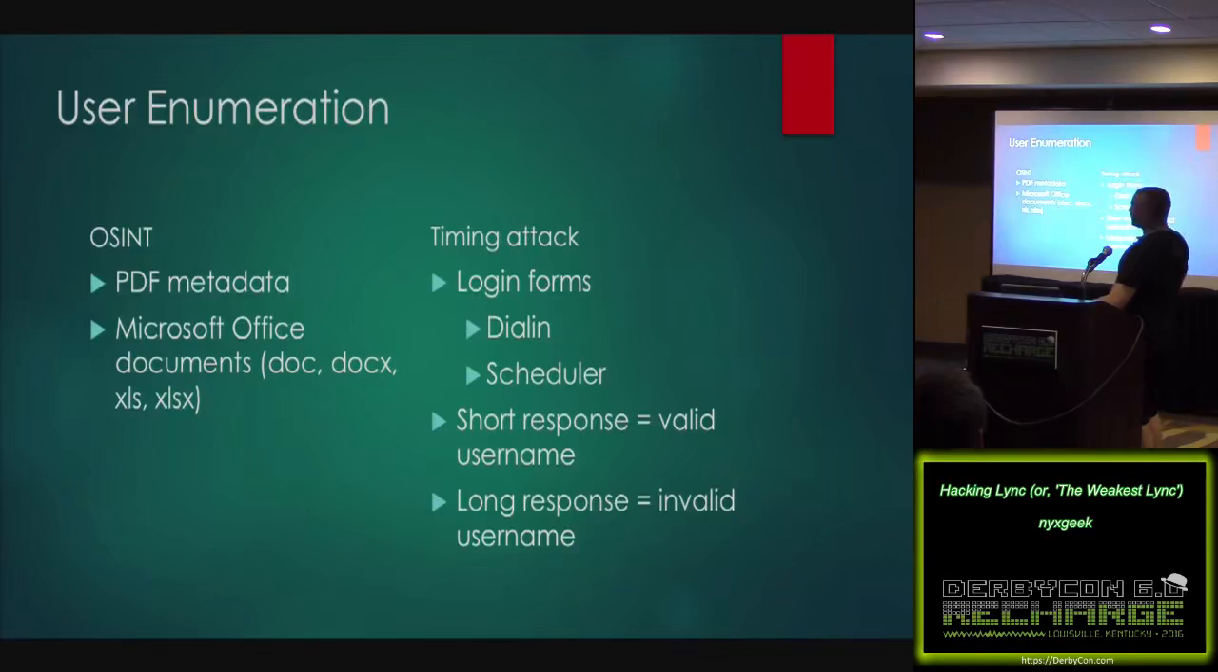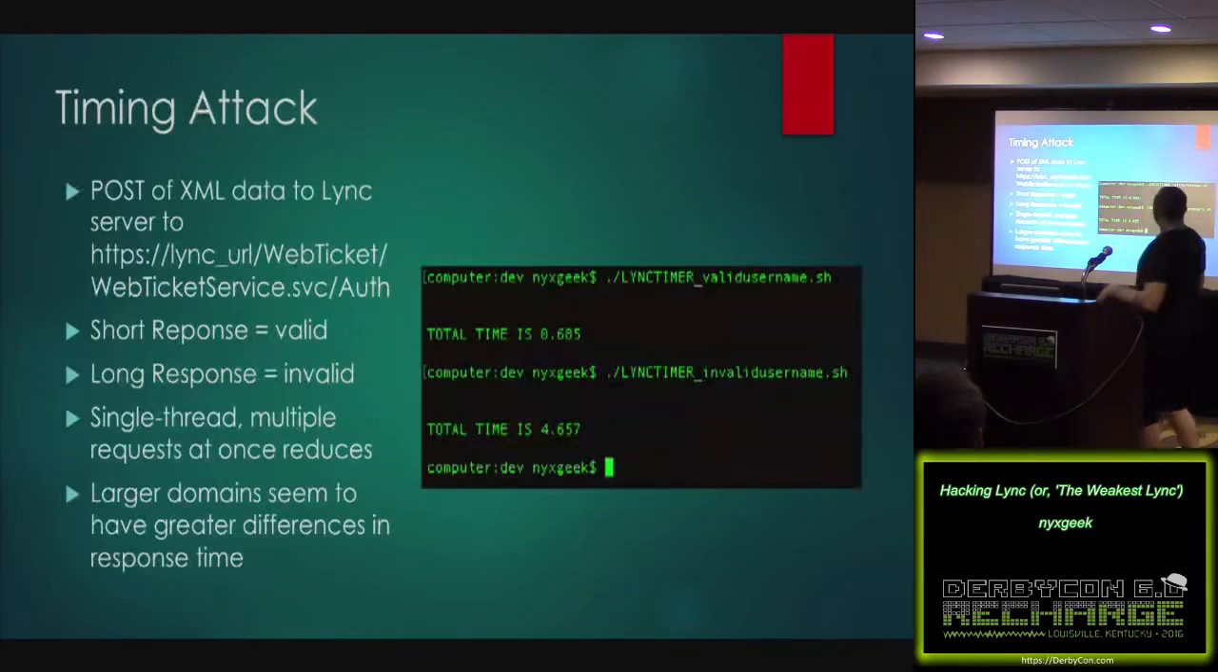So you submit the POST request, and if it's a valid username, you'll get a really short response. If it's an invalid one, it'll take considerably longer. You can only single thread it, it seems. So here's a bash script where I just did curl, and I timed my curl. You can see here with the valid username, it was about half a second, and an invalid took like 4.5 seconds. So it also seems to depend on the size of the domain, how many users there are. Not 100% on that, but it definitely seems that the larger the company, the bigger the time lapse that you see between the two.